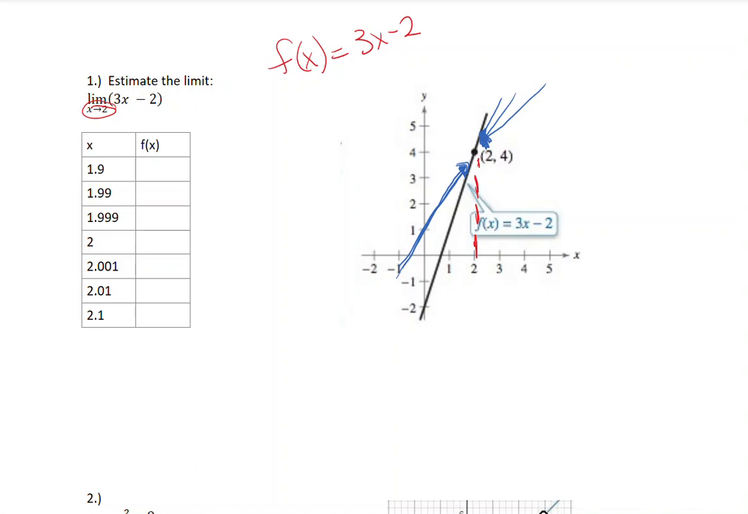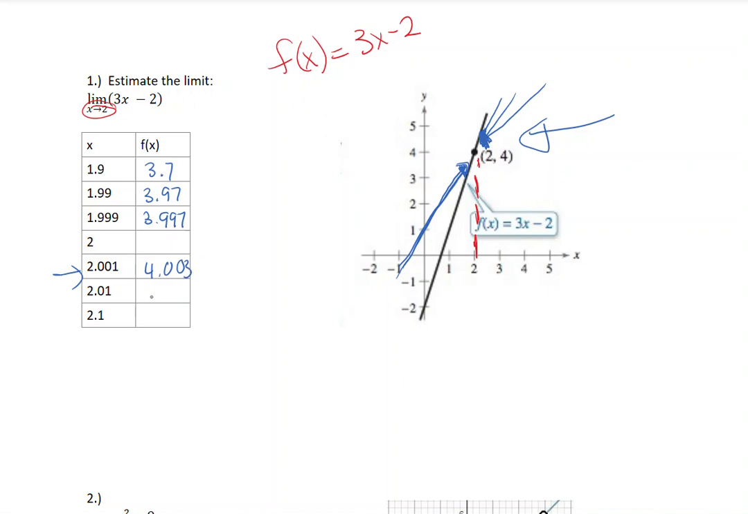We can look at a t-chart and see what happens as we get closer to 2. So if we take 1.9 and plug it in, we're going to get 3.7. If we put 1.99 into the equation, we're going to get 3.97, and so on. And then this one will be 3.997. Now, if I come from infinity to 2, and I plug in 2.001, we're going to get 4.003.